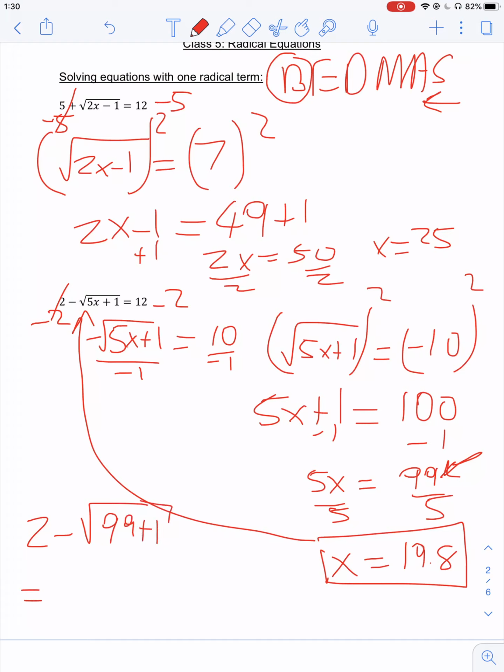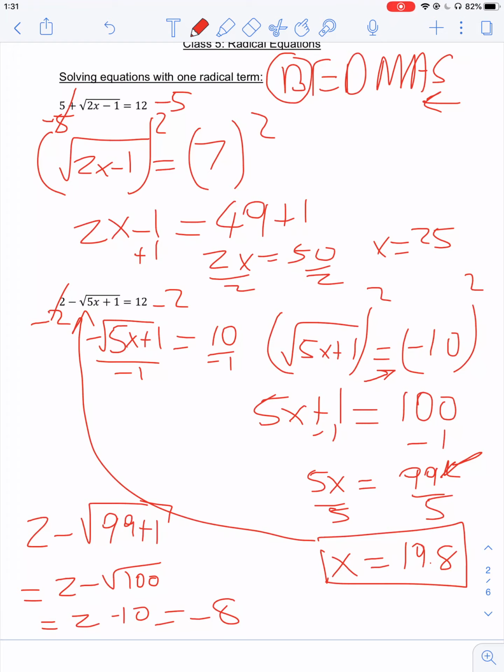So 2 minus the square root of 100 is equal to 2 minus 10, which is equal to minus 8. So it will not work. It will not give you 12, because of this step. Okay, this step is where you have to convince yourself that there is no solution.